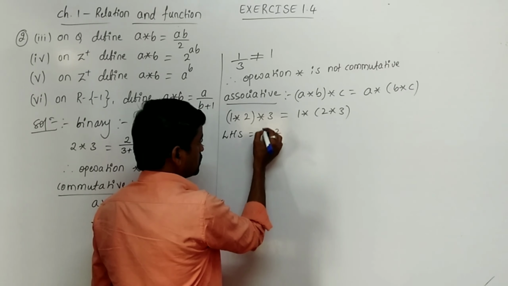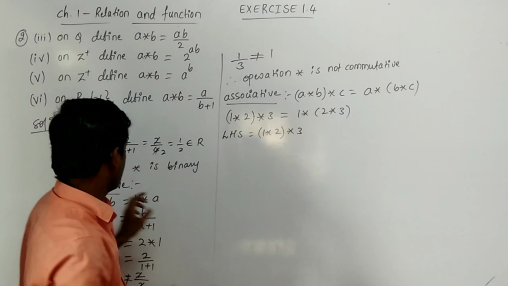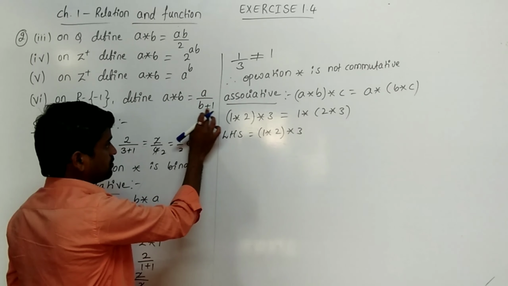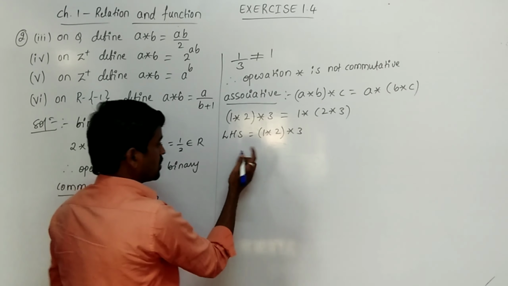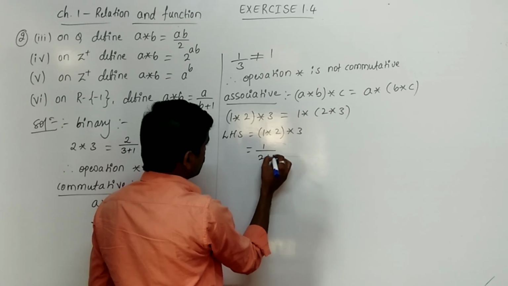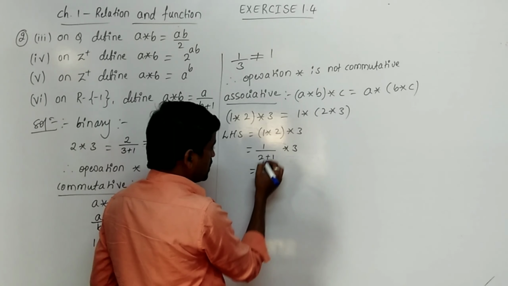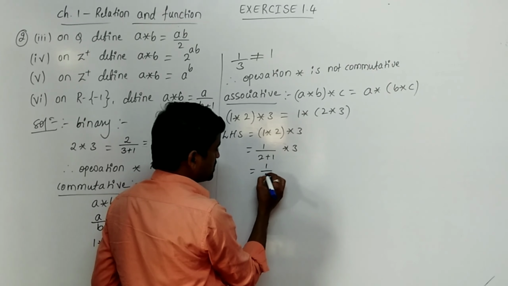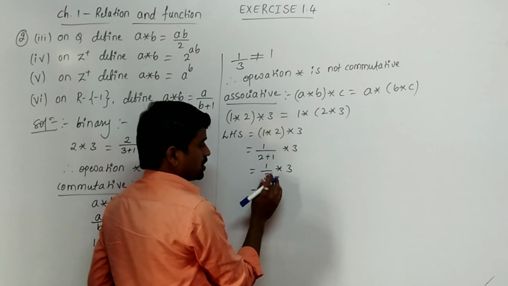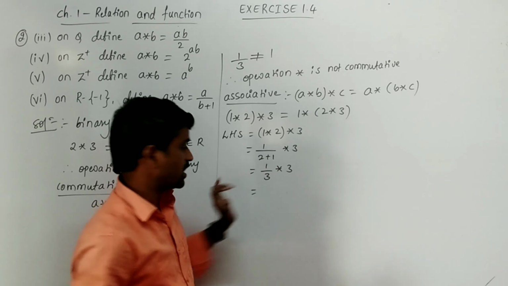1 star 2 star 3. First you simplify the bracket, a star b. A star b is a divided by b plus 1. 1 star 2 is 1 divided by 2 plus 1, this star 3 as it is. Then 1 divided by 2 plus 1 is 1 by 3. 1 by 3 star 3. Then it is a star b form, a is 1 by 3, b is 3.